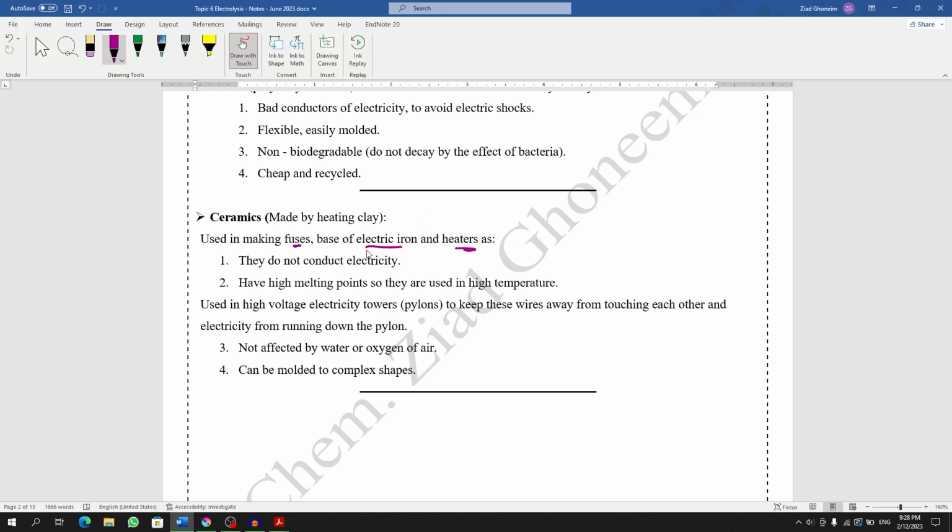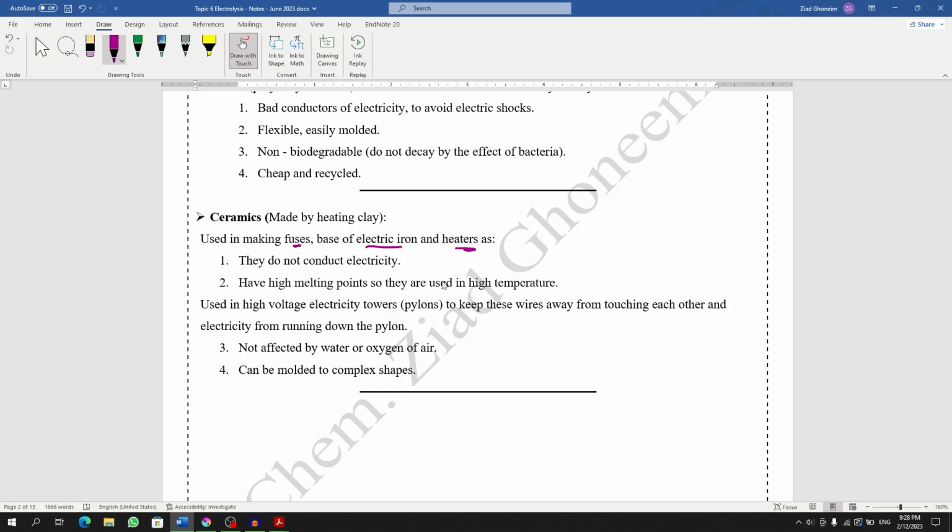If it's used in making the base of electric iron, then it must be heat tolerant. It must be able to endure high temperature, which is actually true. It has a very high melting point, so it can be used at high temperature. And they do not conduct electricity, of course, so they can be used in any of these situations.